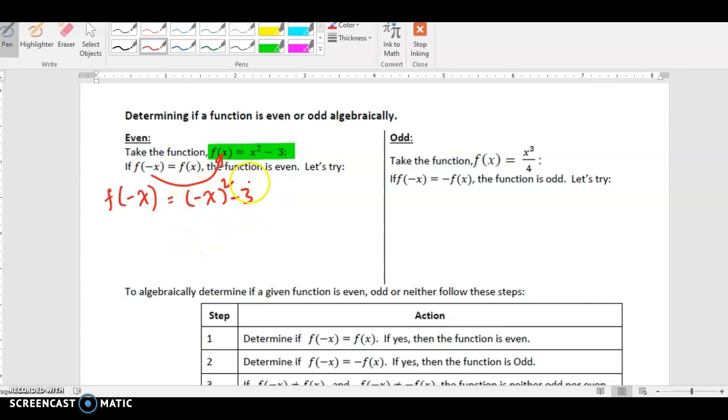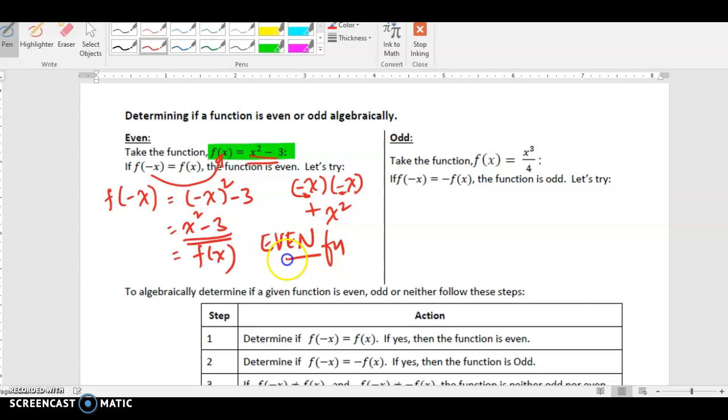So when you square the negative, normally you can just do this part in a scratch space: negative x times negative x. So negative times negative is positive, and x times x is x squared. So this becomes x squared minus 3. But is there any change between this and the original function? Nope. So it is the same as the original function. So if you substitute negative x into the function and you get the original function, that kind of function is an even function. Okay?